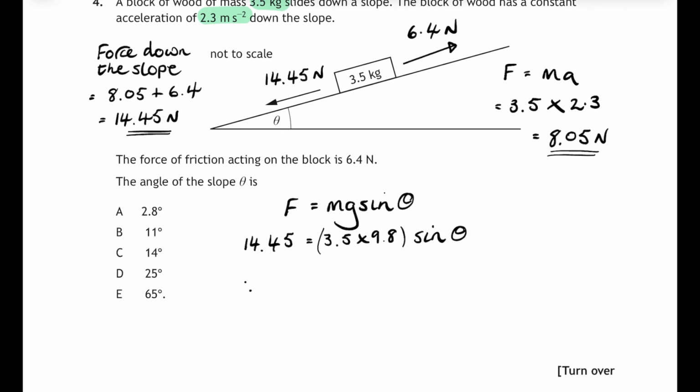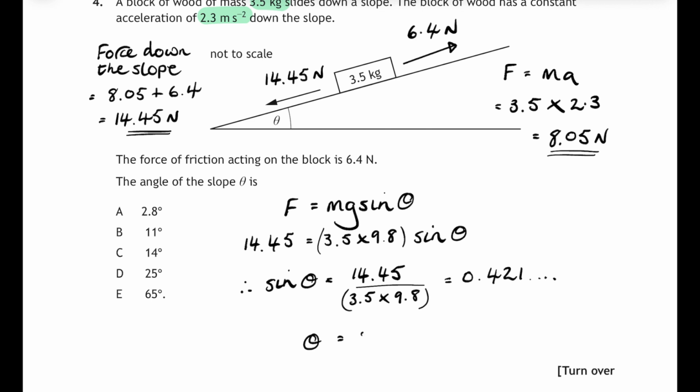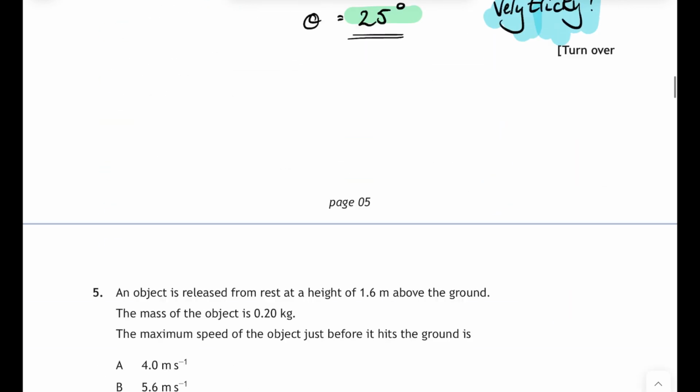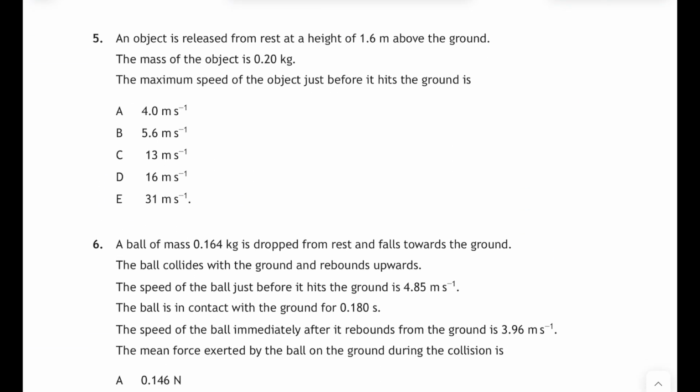So sine theta will be equal to 14.45 divided by 3.5 times 9.8. And if you do that correctly on your calculator, sine theta will be equal to 0.421 and so on. So we have to shift sine that, or arc sine it, and get 25 degrees. And that corresponds to answer D. That's 4D. That's very tricky. Huge amount of work involved in that. Really tough.